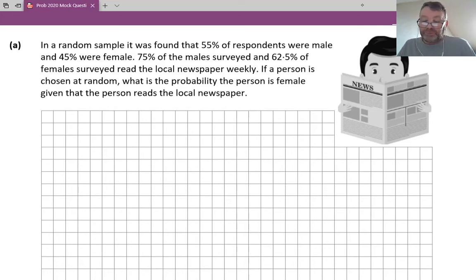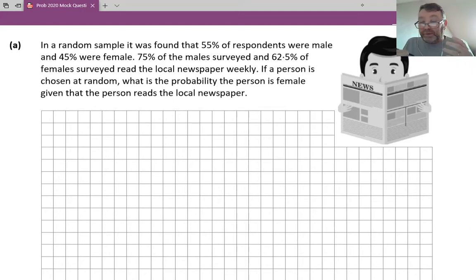In a random sample, it was found that 55% of respondents were male, 45% were female, 75% of the males surveyed, and 62.5% of the females surveyed read the local newspaper weekly. If a person is chosen at random, what's the probability that the person is female given that the person reads the local newspaper? Now, in a question like this, there are two breakdowns. Male and female, read the local newspaper, don't read the local newspaper.